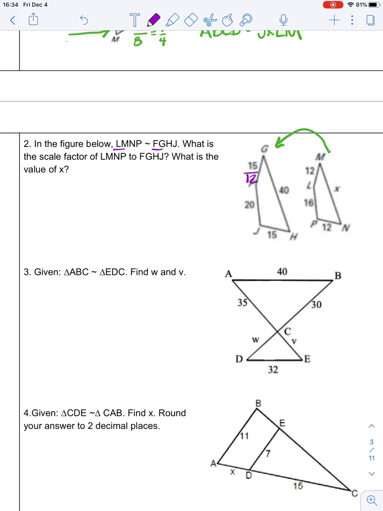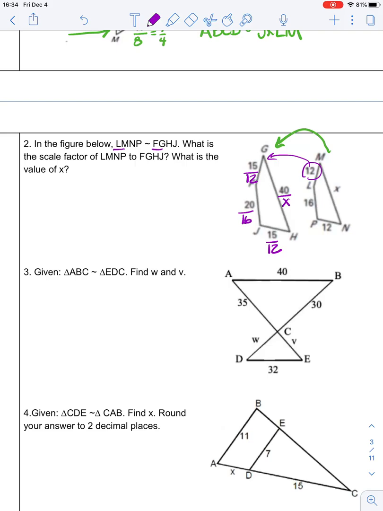So I can see that GF is going to match up with LM. So I'm going to put 15/12. I'm just pulling that number over here so I can put all my numbers on the same shape. And then FJ and LP, so that'd be 20/16. And then JH/12. Notice that all my numbers from the right-hand shape are going underneath the left-hand shape.